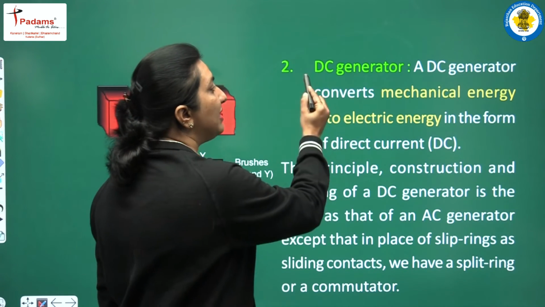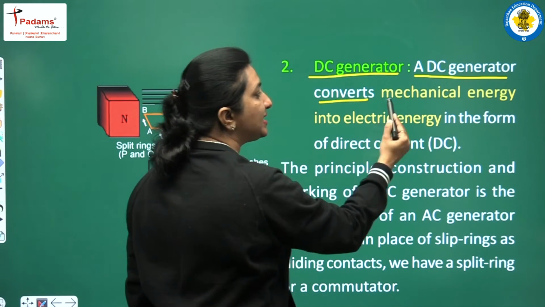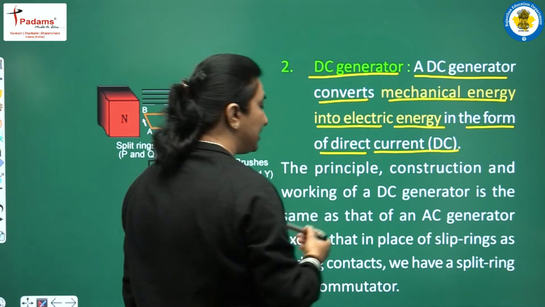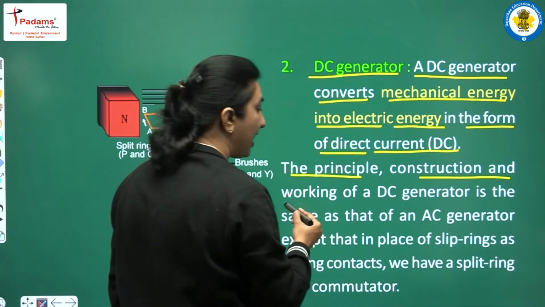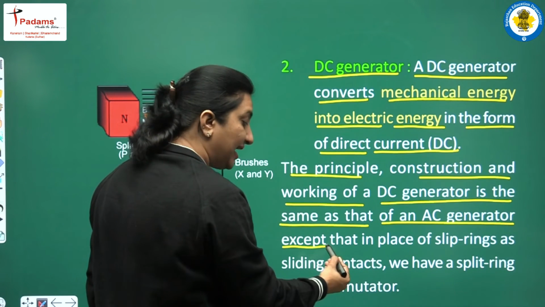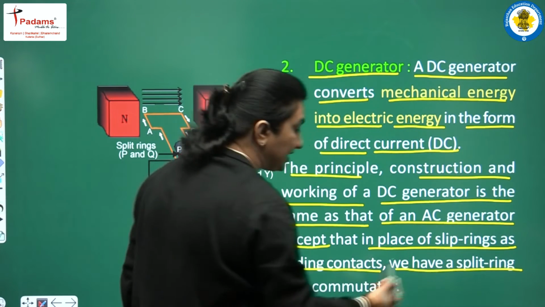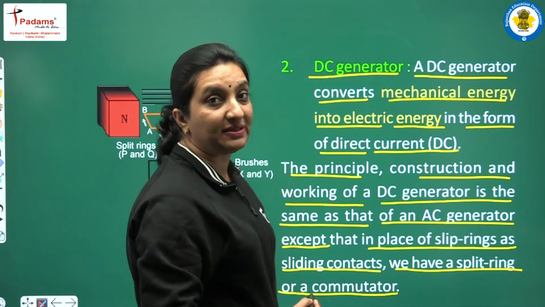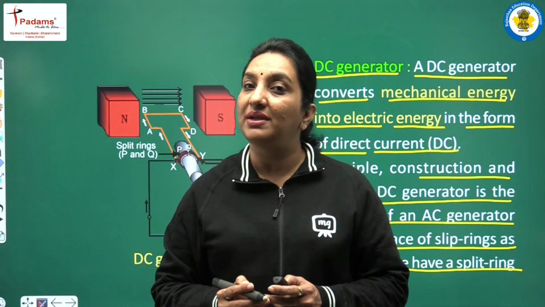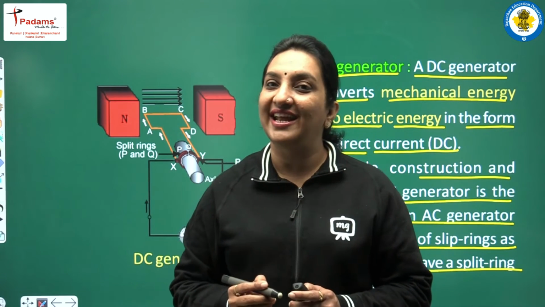Now students, we will learn about the DC generator. A DC generator converts mechanical energy into electric energy in the form of direct current, DC. The principal construction and working of a DC generator is the same as that of an AC generator, except that in place of slip rings as sliding contacts, we have a split ring or a commutator. In a DC generator, as the name indicates, mechanical energy is converted into electrical energy which is of direct nature.